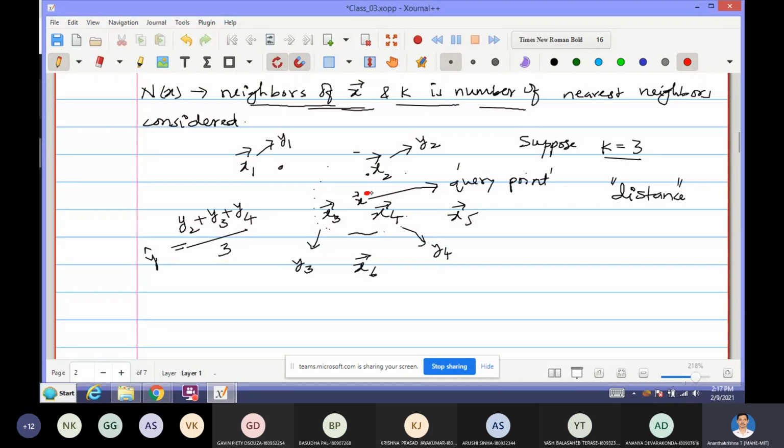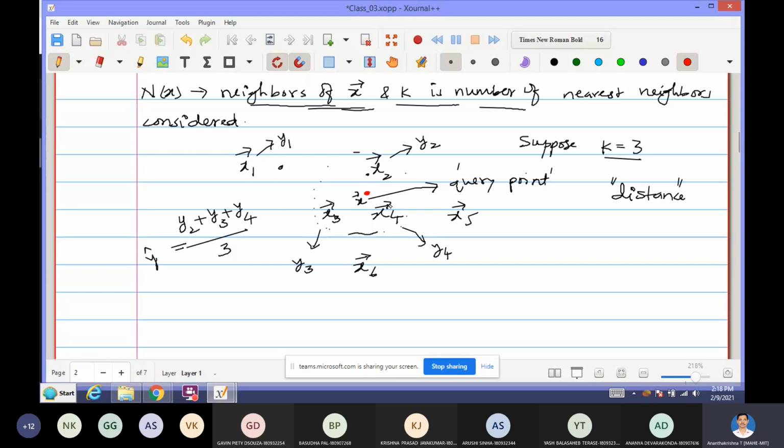The one, if you can see it in the red color, represents a query point. We know already that for x2 it is y2 and so on. Now we have another query point, a new point, whose output needs to be computed.